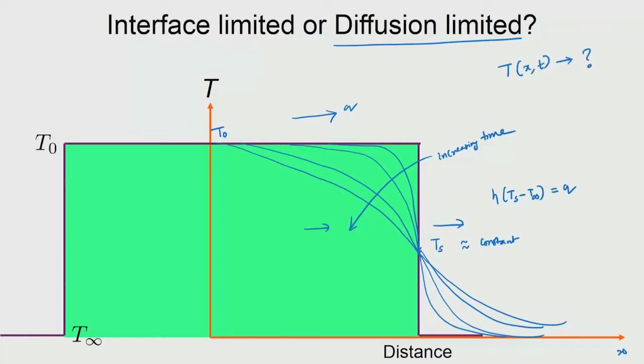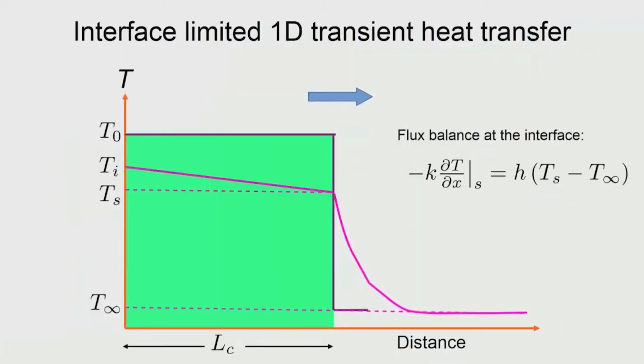So, how would that look like? Okay, so, we take the one dimensional case and see how the transient heat transfer would take place. So, we will take one after the other these two cases. So, let us take the first, interface limited 1D heat transfer.